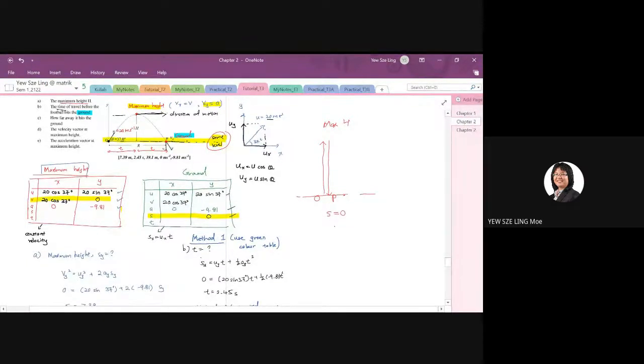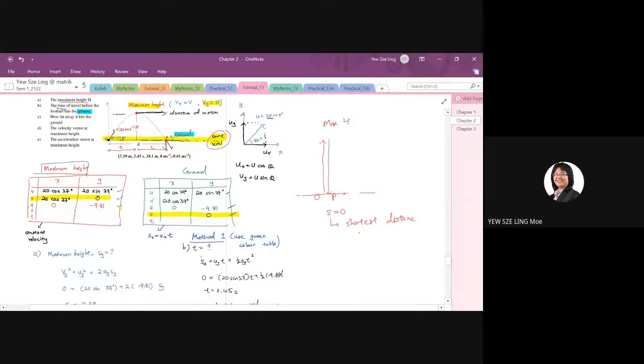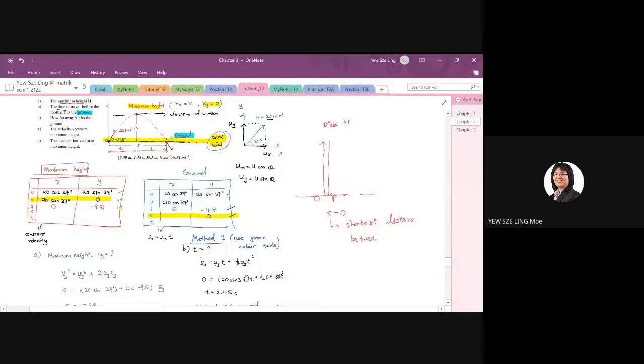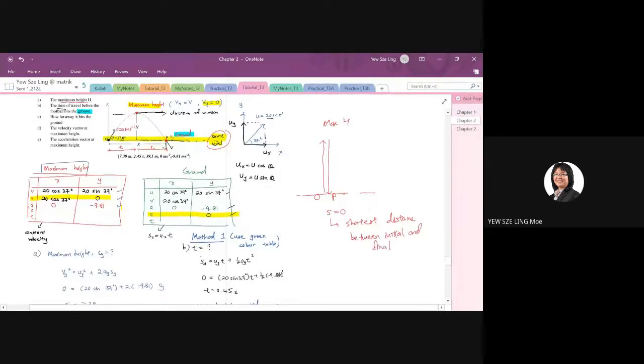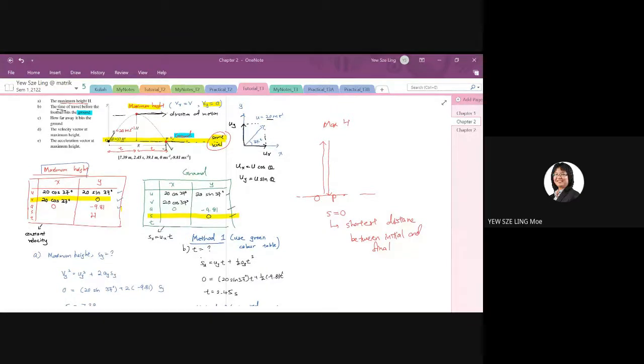Because displacement is defined as the shortest distance between initial and final position. So the shortest distance between O and P is 0. Therefore, when an object goes back to the ground, your Sy equals 0. For maximum height, your Sy is non-zero. It is a capital letter H, maximum height. And then when it comes to ground, it is equal to 0. So that is the main difference between these two tables. Is that clear? Yes, thank you, madam. Okay, cool.